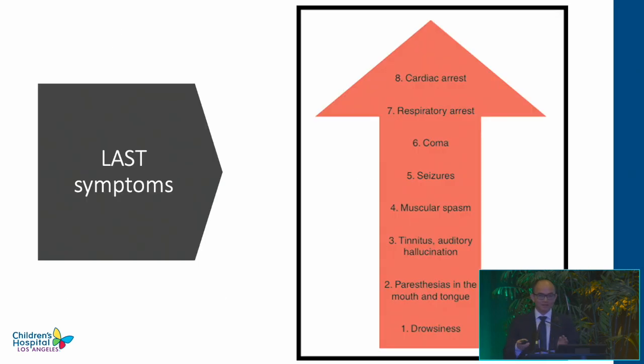For the LAST symptoms, this shows the classic progression. It usually starts out with CNS symptoms first because the neurons are more sensitive. So you have drowsiness, paresthesia, tinnitus, seizures, coma, and then eventually cardiac arrest. But it can happen in any order. It doesn't have to follow this classic pattern. You can have cardiovascular symptoms way before, or only cardiovascular symptoms, depending on where you're injecting. If you inject a high volume in a highly vascularized area, you can have cardiovascular symptoms without CNS symptoms.